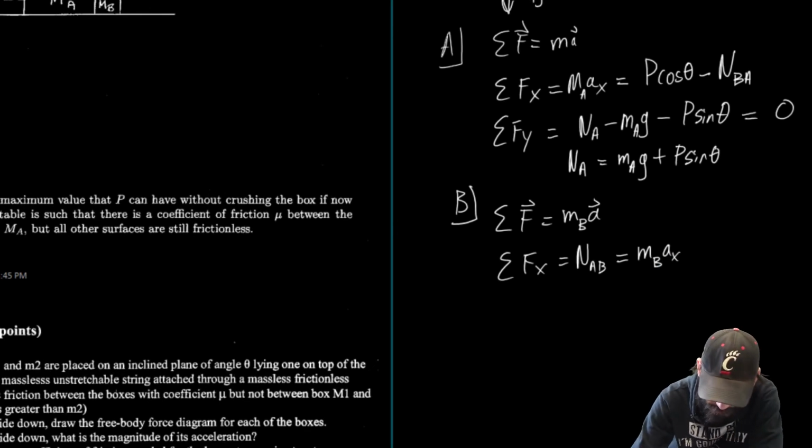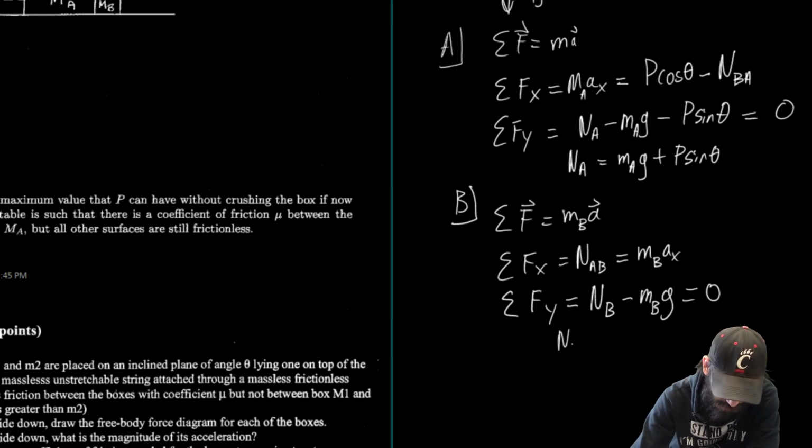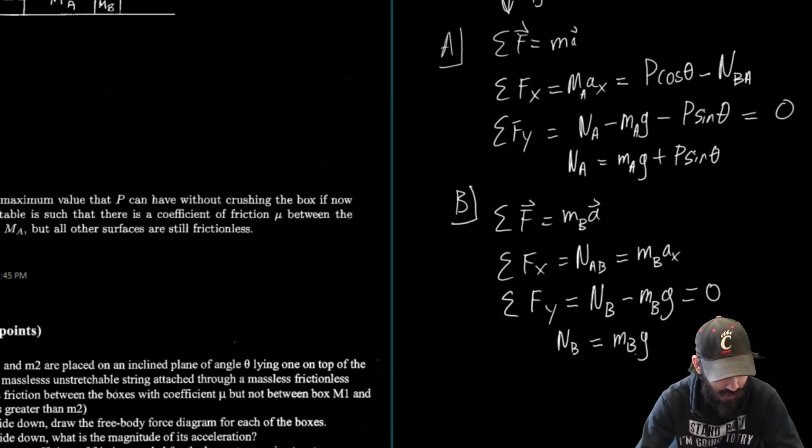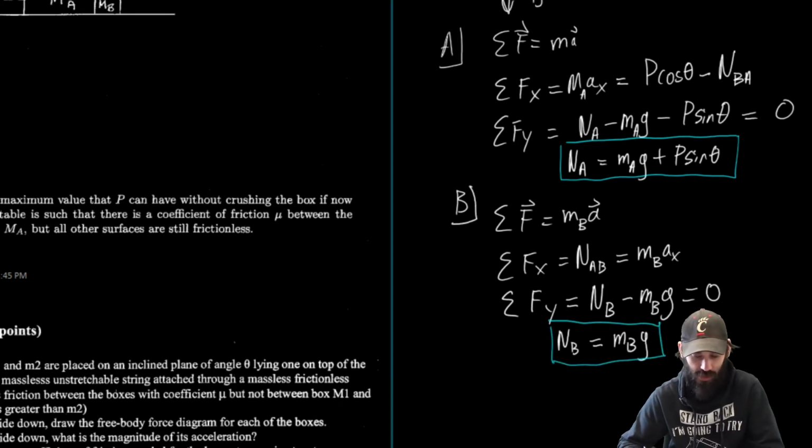Okay, and so then the next thing that we can do is we can find what the sum of forces in y is. So this is going to be sum of forces in the y direction is going to be equal to N_B minus m_B g, again equal to 0 because this is not going to accelerate in the y direction. And so this says that N_B is going to be equal to m_B times g. Okay, so let's put a box around some of the things that we know here. We know what normal force A is and what the normal force B is now.